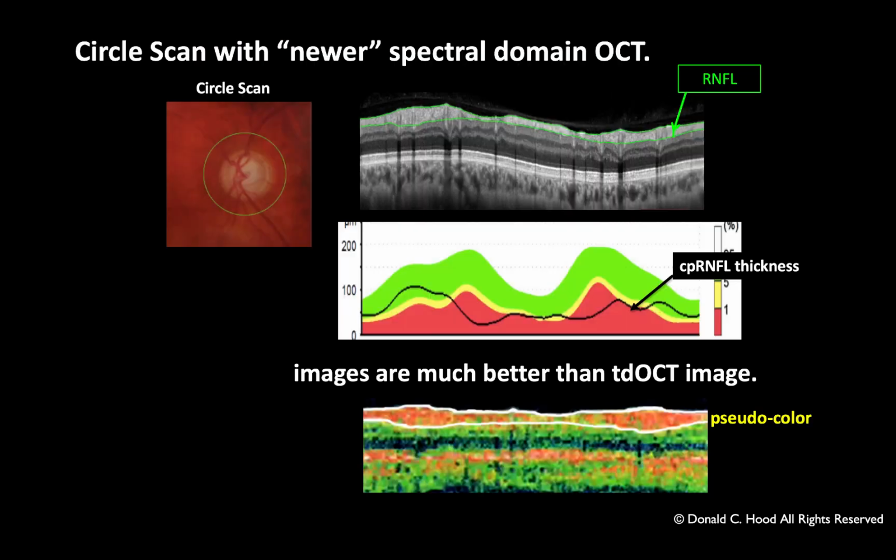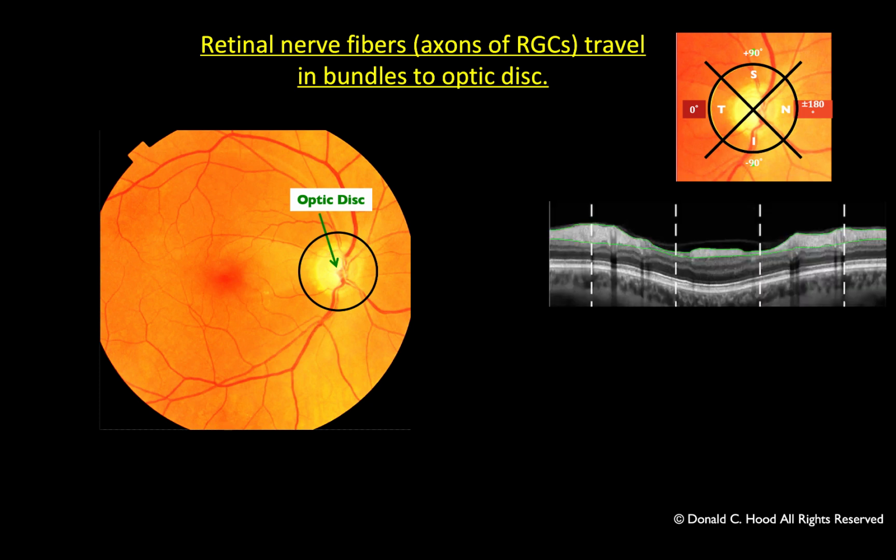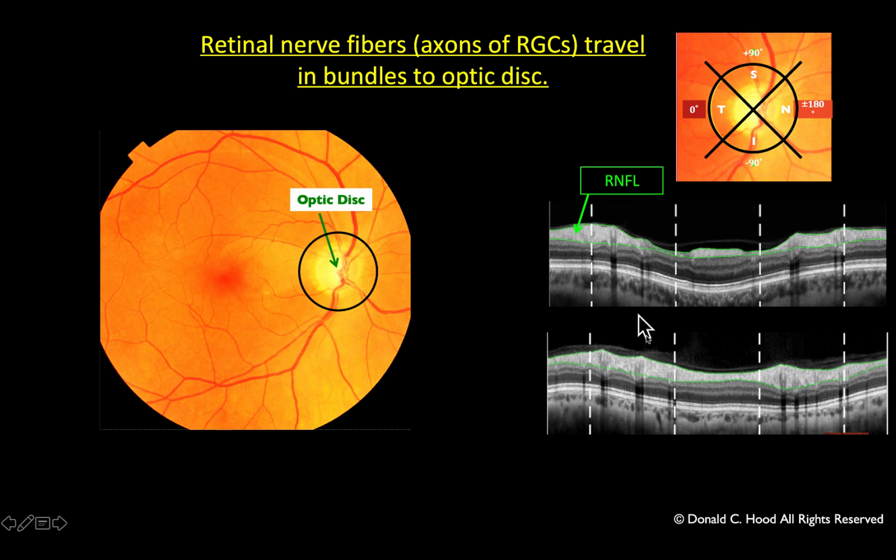Okay, so let's take this example. Here's an eye. You can actually see the defects on this eye, on the fundus photo. Let's look at a circle scan from this eye. Here it is. There's a circle scan. This is retinal nerve fiber layer again. This is what a healthy one would look like. So you can actually see the defects here.